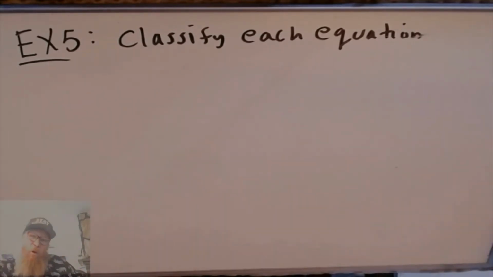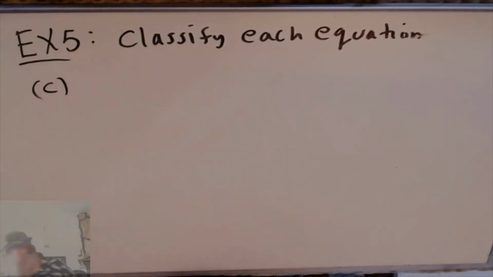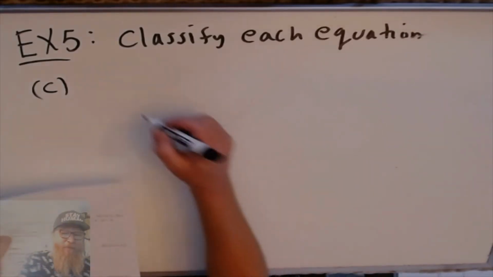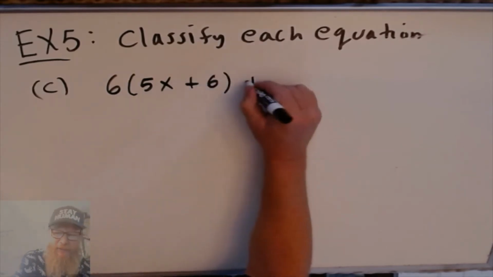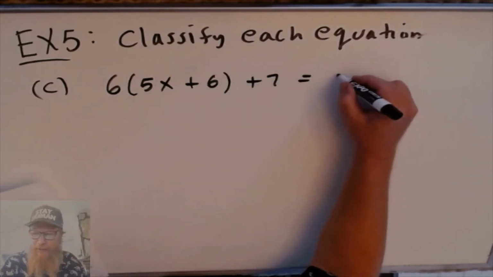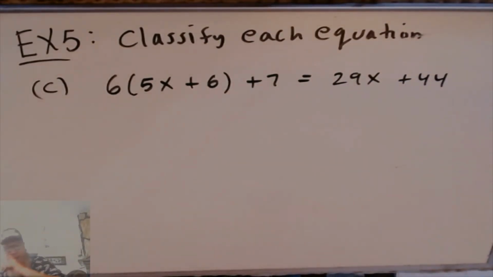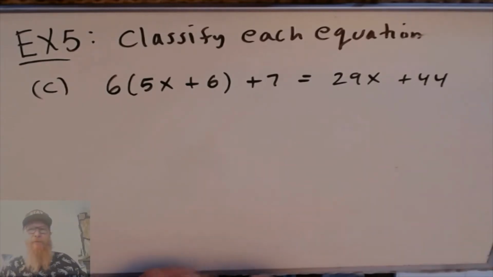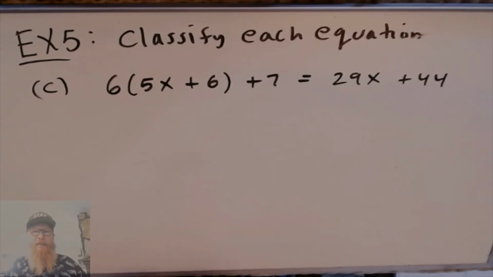Might as well do one more. You can probably guess what the next one's going to be based on prediction. But let's go ahead and do one. See if I got another one here. 6 times 5x plus 6 plus 7 is equal to 29x plus 44. And again, it's difficult to see what it is until you do it.